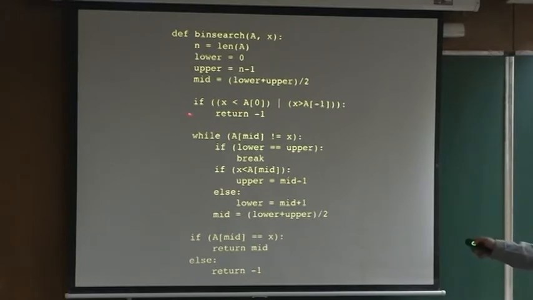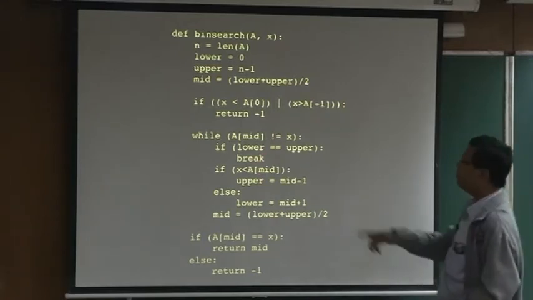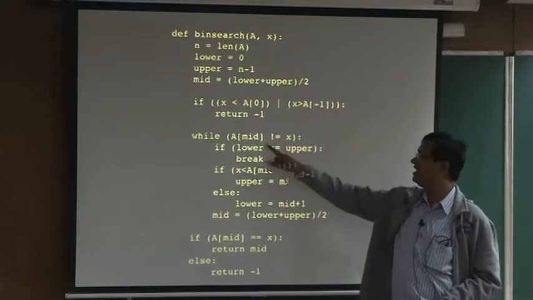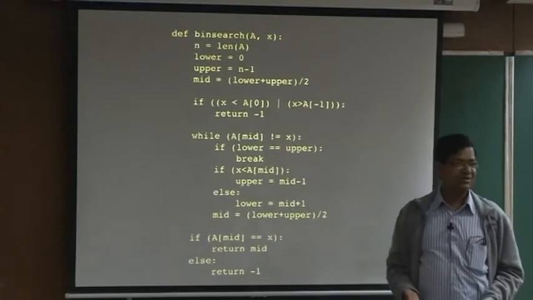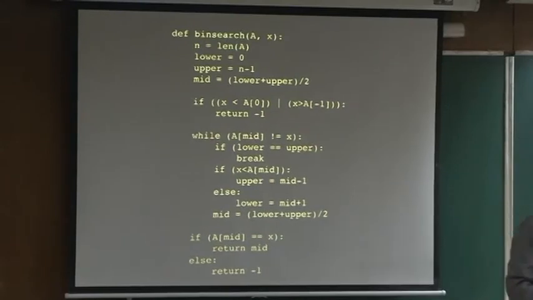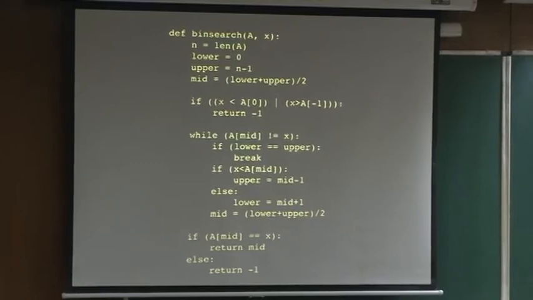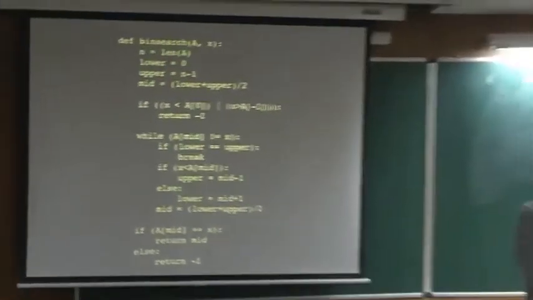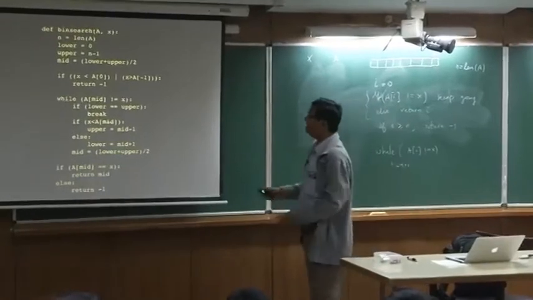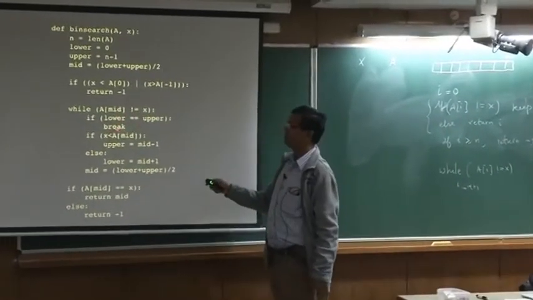In the code I have documentation, some comments, but here I didn't write the comments. Now, while a mid is not equal to x, I shrink the range, so this is again a condition. If lower is equal to upper and a mid is not equal to x, then what do you know? It doesn't belong to the array, right? You come down to the bottom of the tree, and lower equals upper at the bottom, and if this is not true, then you break.